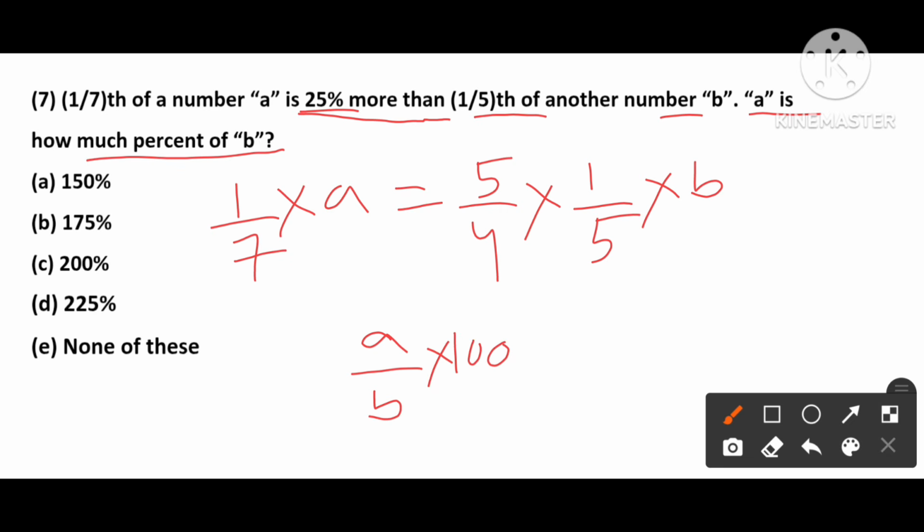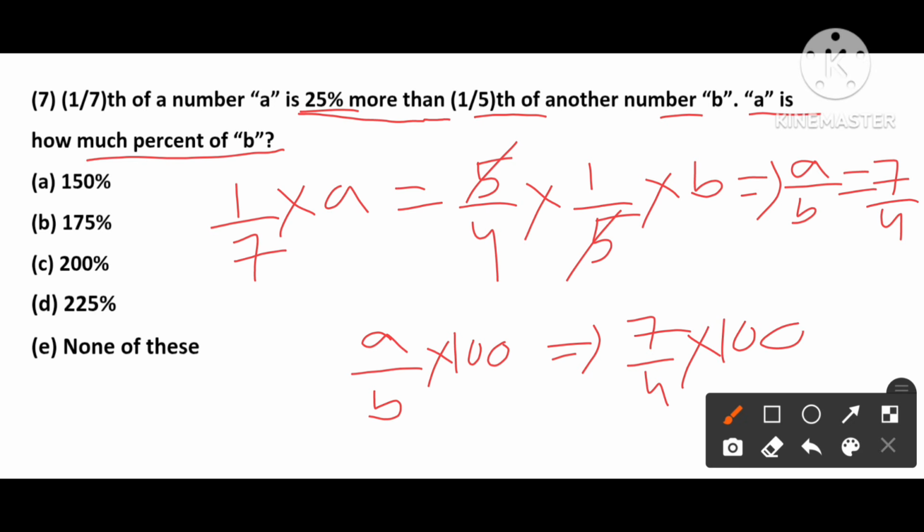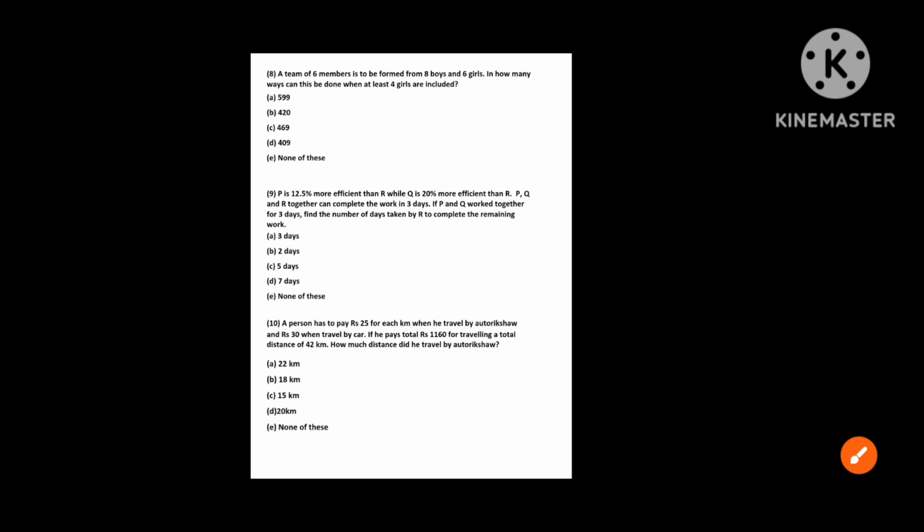Asking about this thing. So here what we have is A divided by B equals 5 and 5 cancels. 7 divided by 4 we have left. So A divided by B means 7 divided by 4 into 100. This is what we need to find. 4 25 times. 25 7 times, which will be 175. So answer will be option B, 175 is our answer. Now we are moving to question number 8.